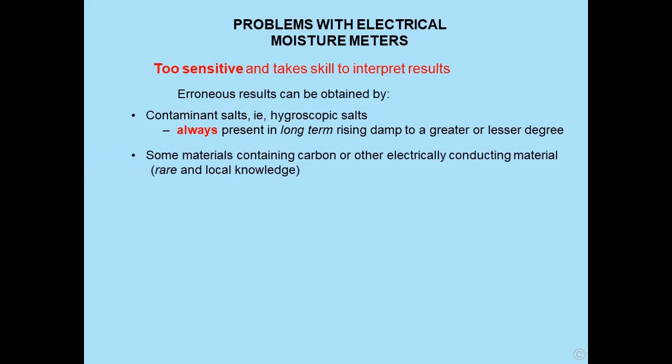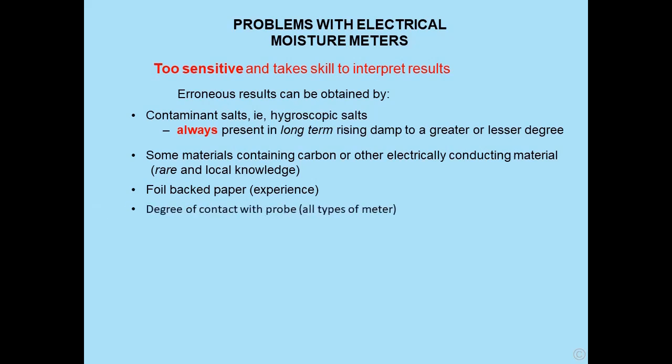Some materials containing carbon or other electrically conducting material. That's pretty rare and it's also local knowledge usually. Foil back paper, that's good. Clean surface, paper surface, no problem at all with the wallpaper, no visible problem. Stick the moisture meter in it and it goes haywire. But again, that's experience. It's likely to be foil on the back. One can check it, but then you've got to ask yourself, why is the foil there?